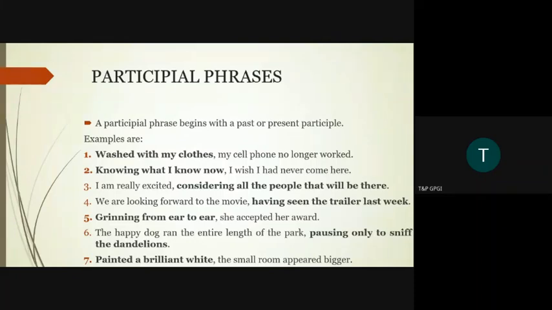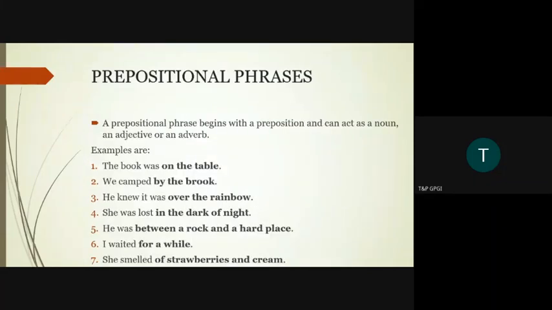So moving on, participle phrase. Participle phrases are nothing but phrases that begin with a past or present participle. Okay, so the past example is over here. Washed with my clothes, my cell phone no longer worked. What did I do? I just washed my phone with my clothes. Oh, stupid me. So now it's not working. So you can say this: washed with my clothes, my cell phone no longer worked. Past tense.